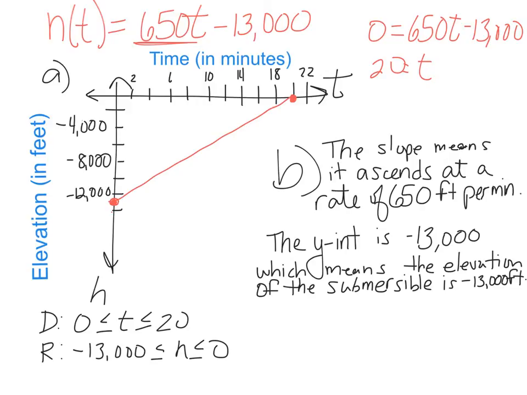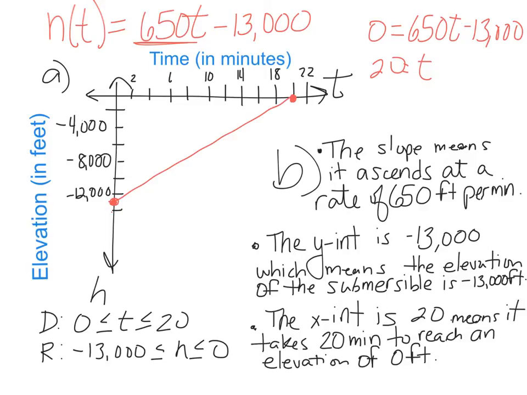And lastly, so we have slope, we have y-intercept. We have to understand what the x-intercept is. So the x-intercept is what? Is 20. What does the 20 mean? The x-intercept, 20, means it takes 20 minutes to reach an elevation of 0 feet.